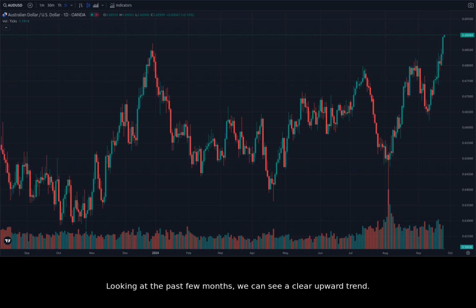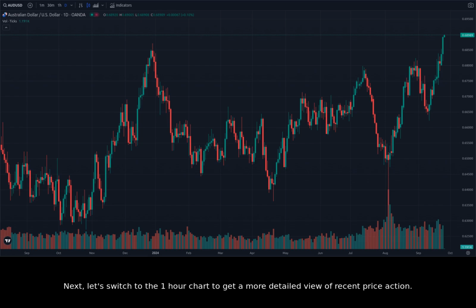Looking at the past few months, we can see a clear upward trend. However, we also notice a significant price drop in June. This likely reflects the global economic uncertainty that emerged during that period. The AUD is often considered a risk-on currency, so it tends to weaken when global risk appetite declines. The market is currently trying to determine the overall risk appetite and the direction of the global economy. This makes the AUDUSD highly sensitive to changes in sentiment.